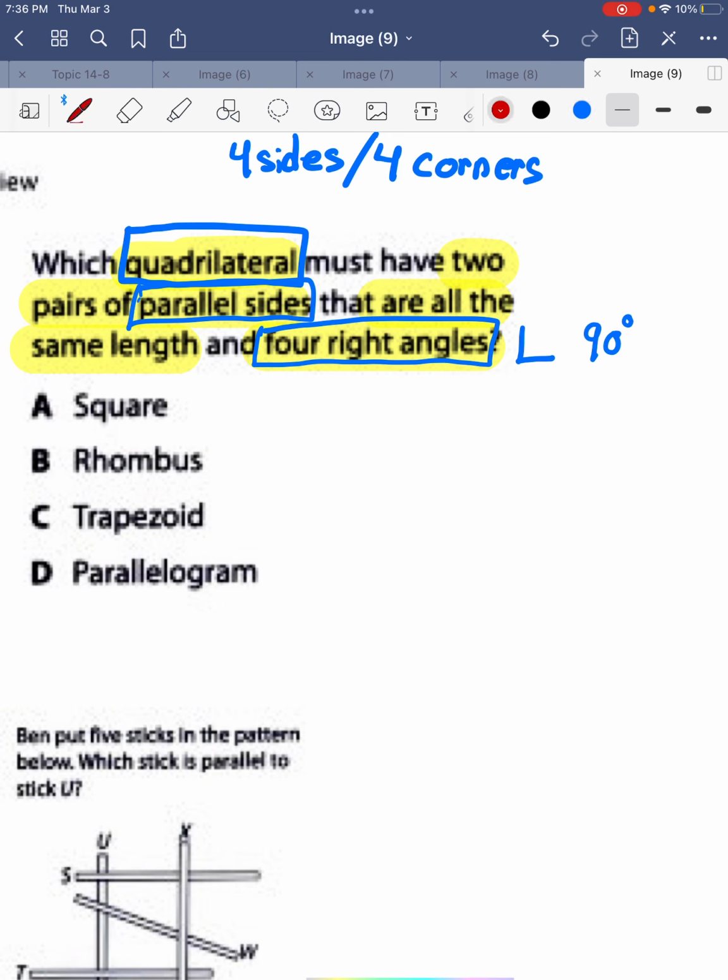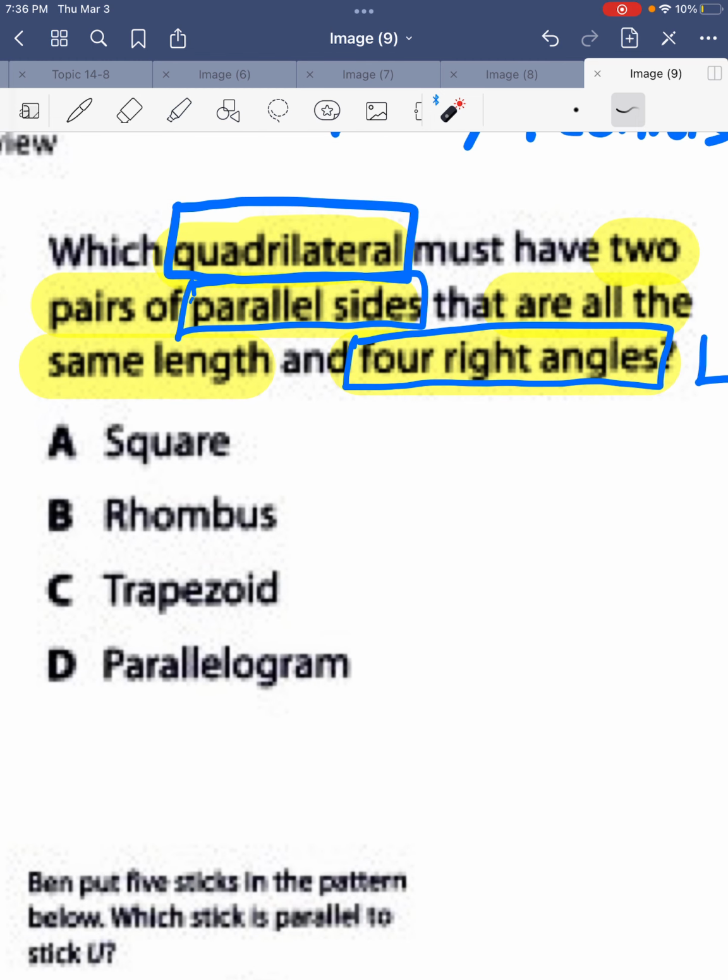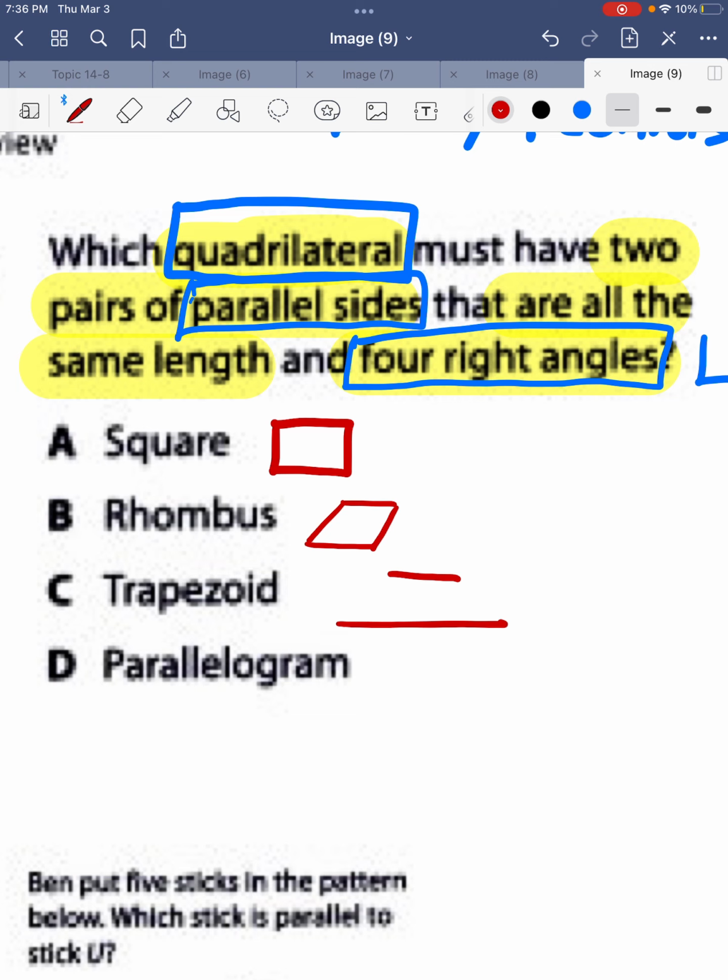So now what I'm going to do is I'm going to make a drawing of each shape. I have a square, rhombus, trapezoid, parallelogram. So I'm going to do square. For square, I'm just going to do my best to draw a square. For rhombus, I'm going to do my best. For trapezoid, looks like this. And then parallelogram, let me do that better. Okay, I'm not the best.